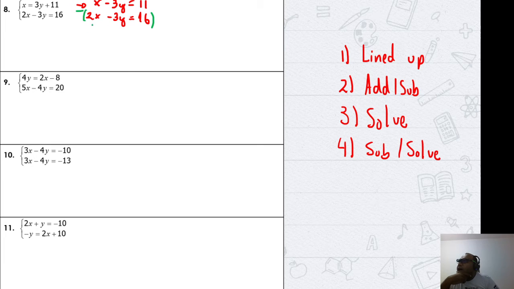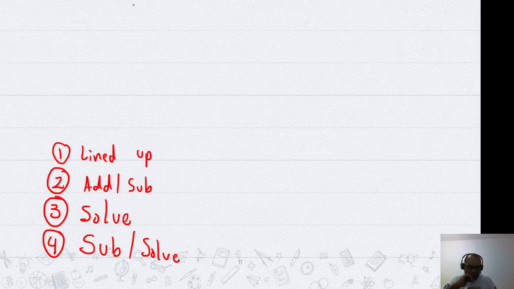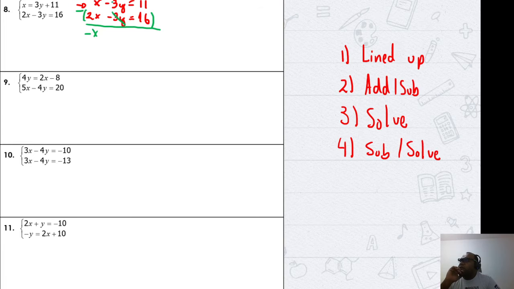x minus 2x is negative x. I agree, negative x over here. Negative 3y minus negative 3y is adding the opposite. What is it? It is 0. Oh, sorry, my bad, guys. Here, adding the opposite. Great, 0 over here. And the last one, 11 minus 16, you know it is negative 5.